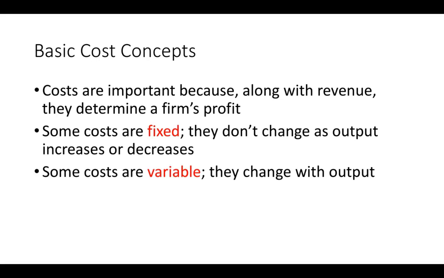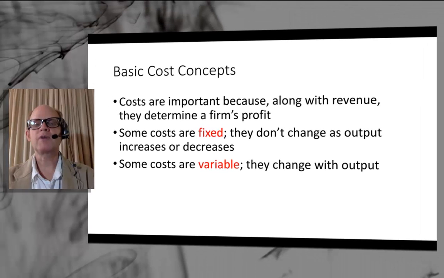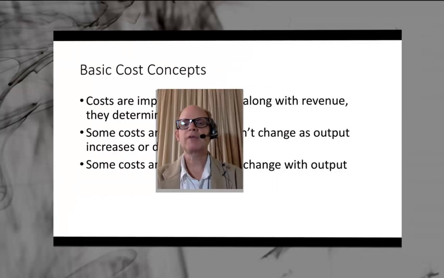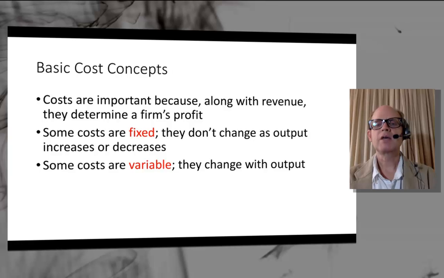We'll start out with some basic cost concepts. First off, costs are important to firms because along with revenue, they determine a firm's profit. Of course, we assume that the objective of a business firm is to maximize its profit. Some other definitions: we had fixed costs. These are costs that don't change as output increases or decreases. And then we have variable costs. These are costs that do change with output.